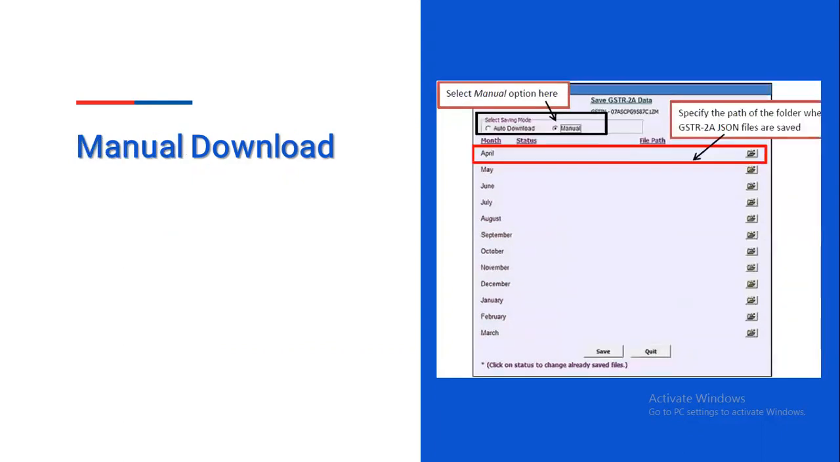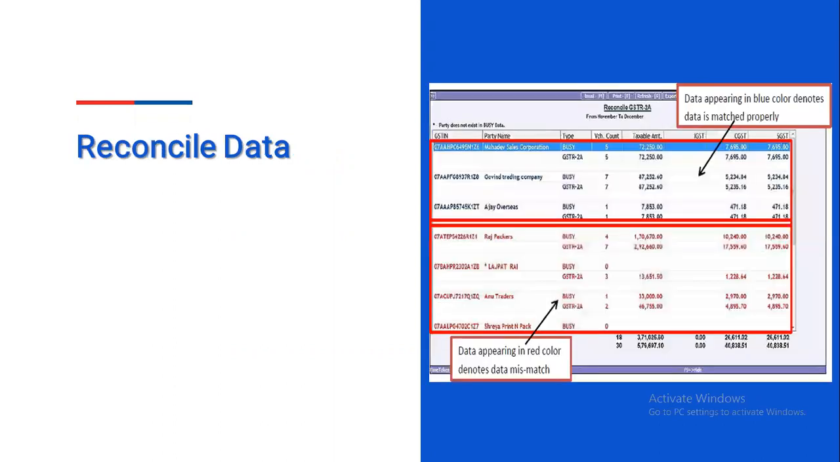Next is the manual method. In the manual method, you have to download the JSON file manually from the portal. Then you'll get the JSON file, and that JSON file will be uploaded. You have to give the JSON file path here. By clicking the folder option, Busy will import the particular JSON. So this is the manual download method.